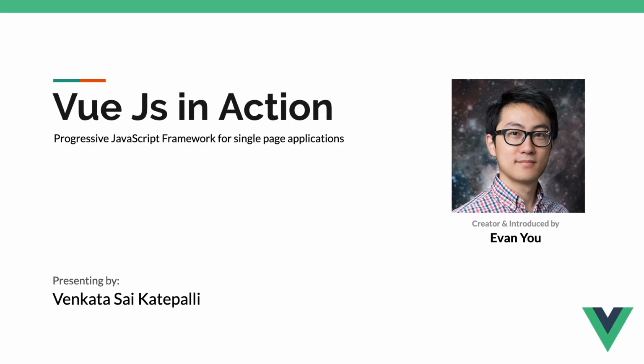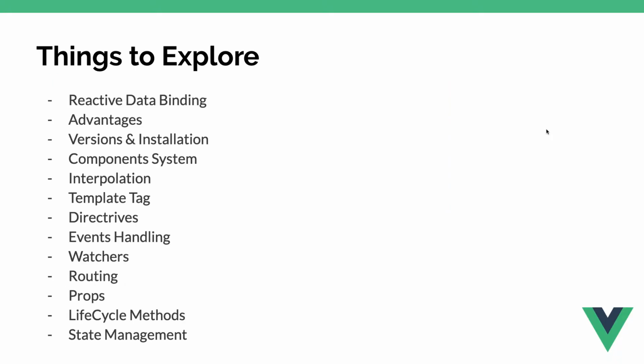Compared to other frameworks and some examples. Okay, let's start. Vue.js is a progressive JavaScript framework for building single page applications, like in the front end. It was created by Evan You and introduced in 2013. It has some features, and these are the things I'm going to explain, and we'll show some examples on the following topics.